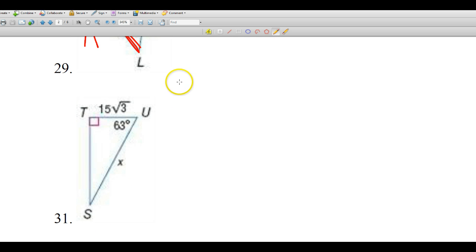On number 31, we are given the angle of 63 degrees. In relationship to this angle, the side that we are given is next to the angle, so that is adjacent. And we're trying to find this side, and this side is opposite from the right angle, so that's the hypotenuse. From SOHCAHTOA, we would be using the cosine to solve for our variable, because we have adjacent and hypotenuse.